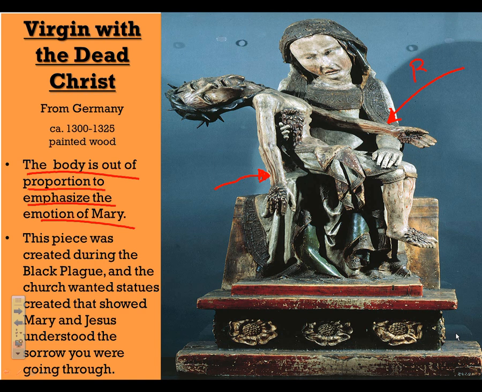So this piece was created just around the time period that I know you guys were talking about with the Middle Ages, the Black Death. So this piece is called Virgin with the Dead Christ, and the body is out of proportion to emphasize the emotion of Christ as well as Mary. Since this piece was created during the Black Plague, the church wanted statues created that showed that Mary and Jesus understood the sorrow that the average everyday citizen was going through with the loss of life during the Black Death.